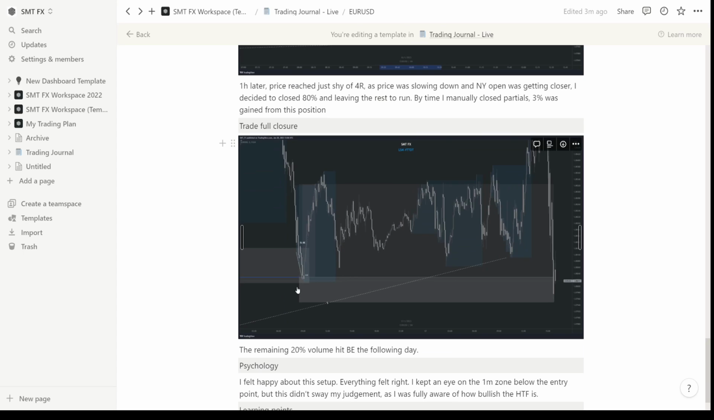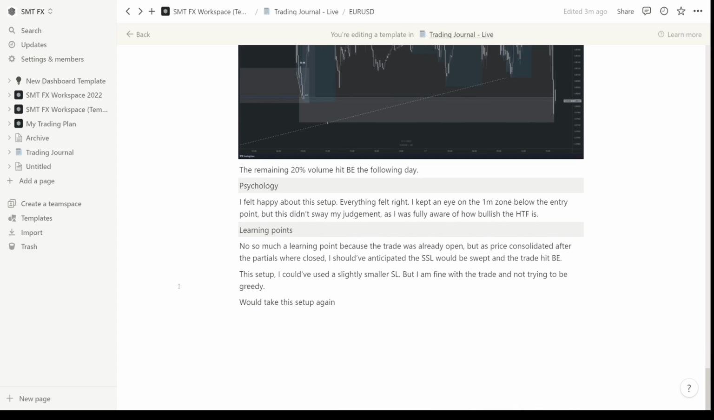So moving forward a little bit further, I've then mentioned that the following day the remaining 20% was then taken out at break even, and I'm absolutely fine with that. Now, one key thing that I don't think many people are really incorporating into their journaling is their psychology and any learning points about that particular trade.